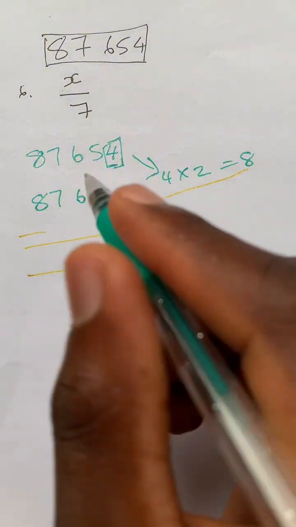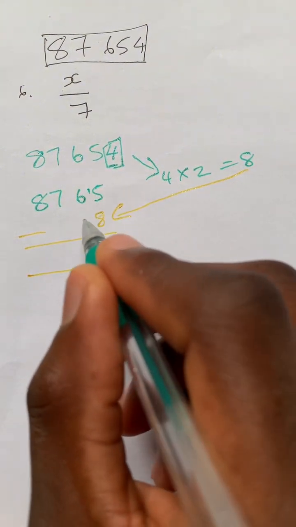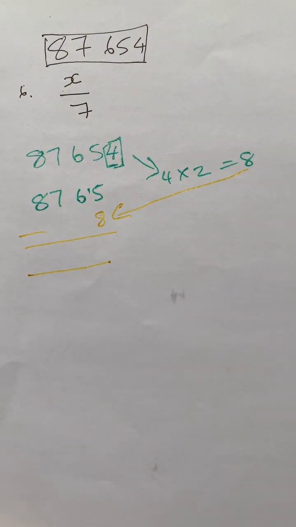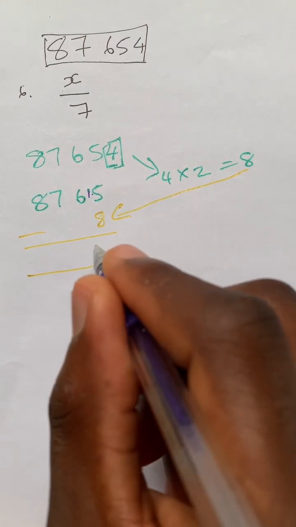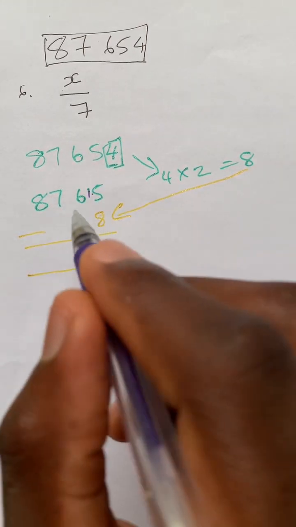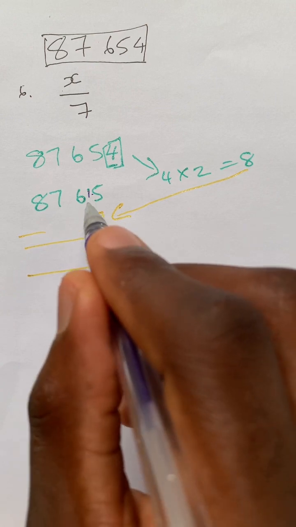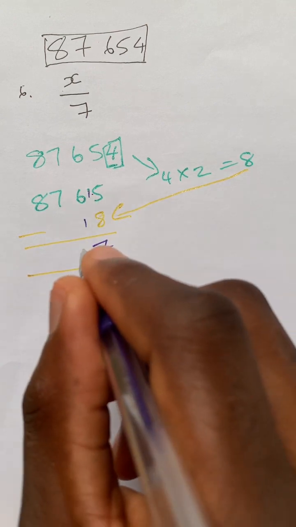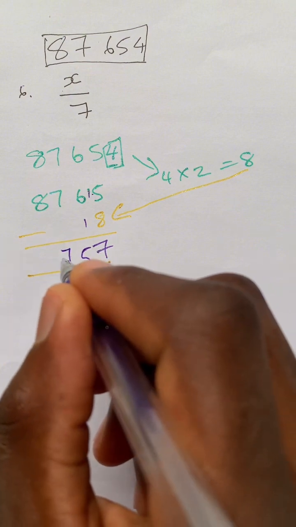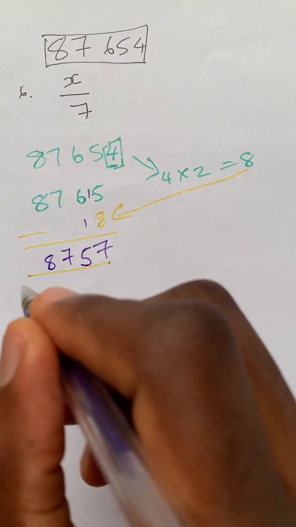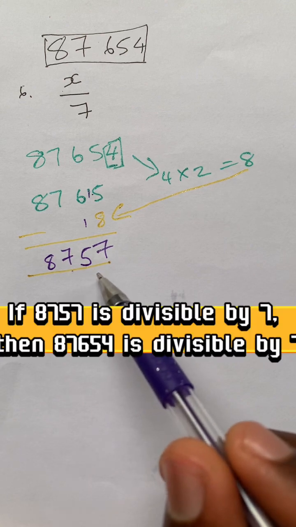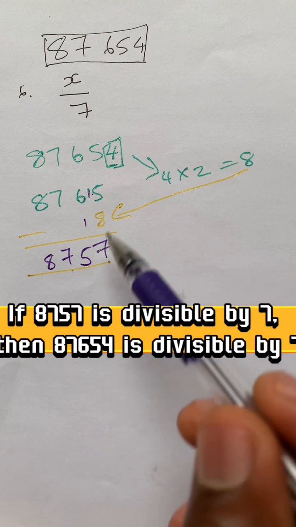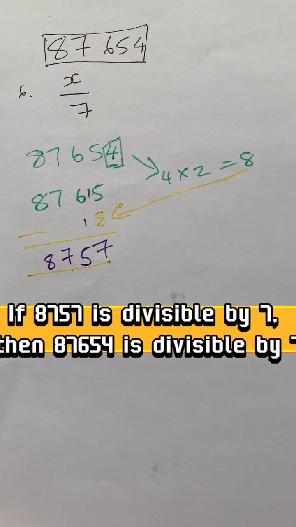So this number minus 8, we're going to perform some subtraction here. 15 minus 8, we get 7. Since we borrowed a 1, we have to return the 1 there. 6 minus 1, 5, 7, 8. Then if this number now that we get is divisible by 7, then it means that the original number is also divisible by 7. So let's check that out.